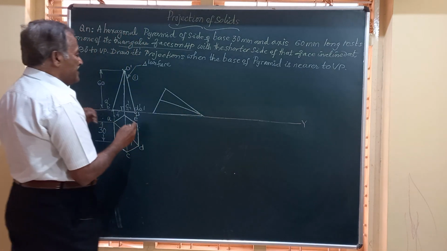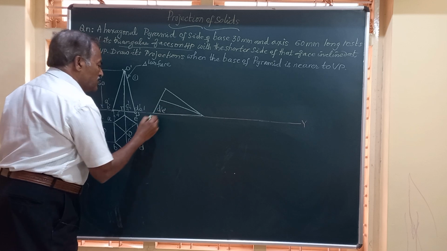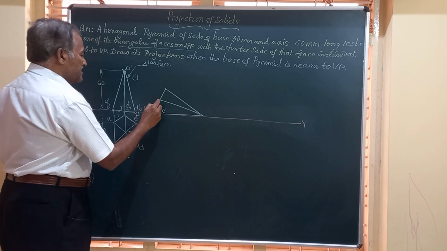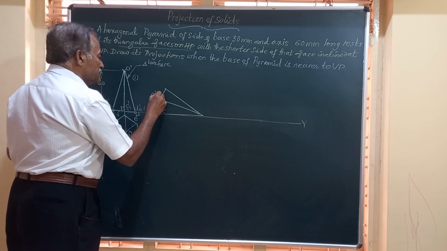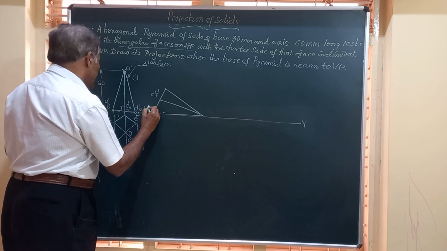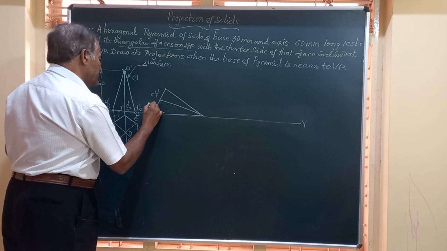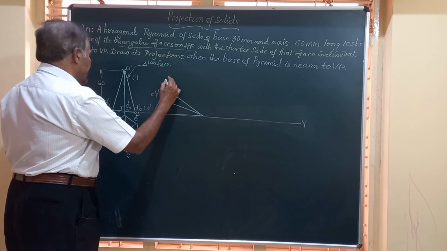So friends, you can see here, this is D dash, E dash, and this point is C dash, F dash, and it's better you write it outside. So D dash, E dash, and this is A dash, B dash.